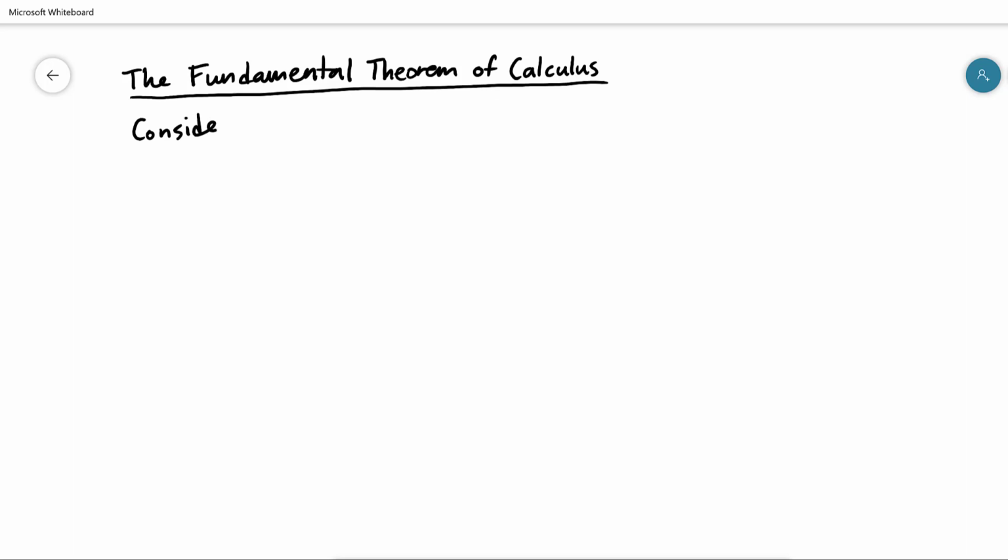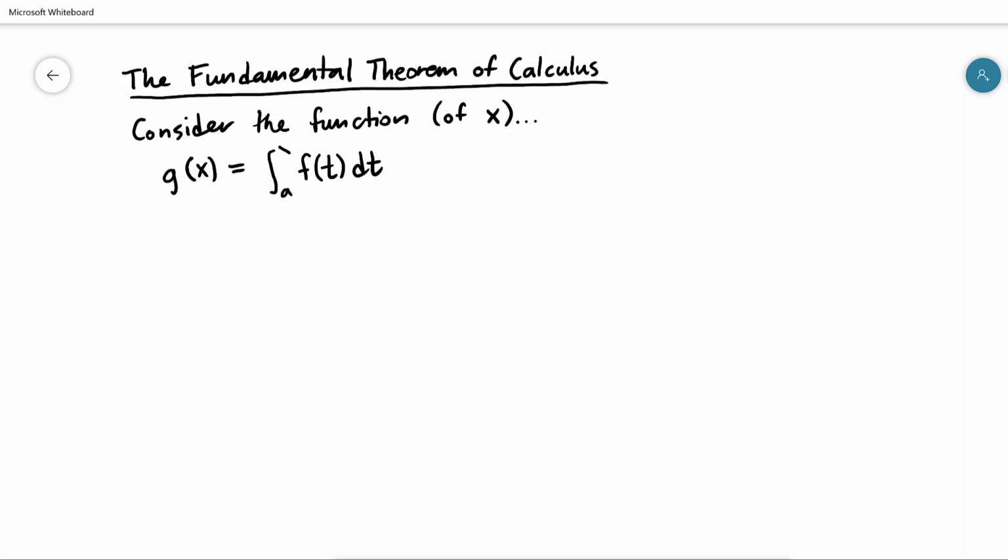So let's look at the following. So consider the function, which is going to be of the independent variable x, that looks like the following. So here's my f of x. I'm going to define this function to be the integral. In fact, let's call it g instead of f. I'll save f. So I'm going to call it g of x. And I'm going to have it be the integral of some f of t dt from a to x.